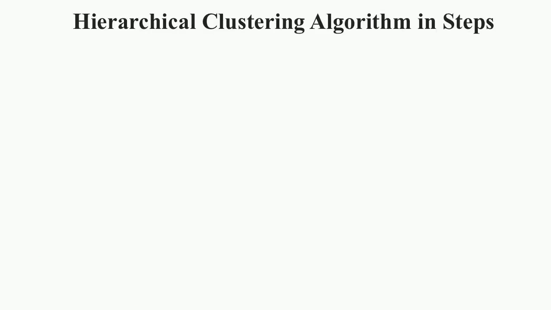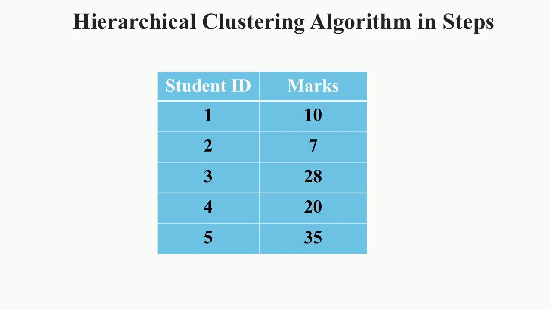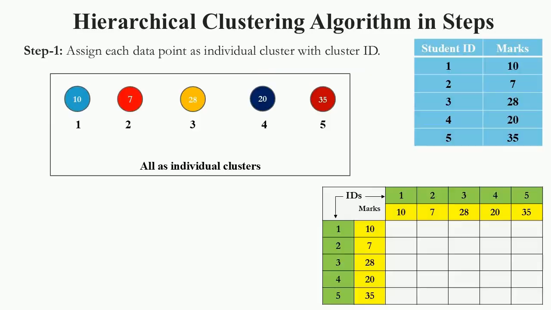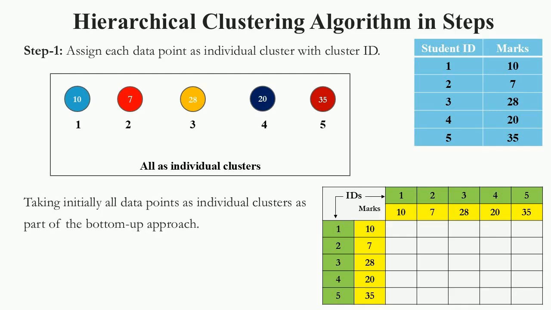Now, let us take a numerical example of hierarchical clustering to understand the concept. Take the marks of 5 students as shown here in the table. It has student IDs along with their marks. Now, as part of step 1, assign each student as an individual cluster with unique cluster IDs 1, 2, 3, 4, and 5. It can be sensed here that we are following the bottom-up approach, and the target is to reach the single unified cluster.